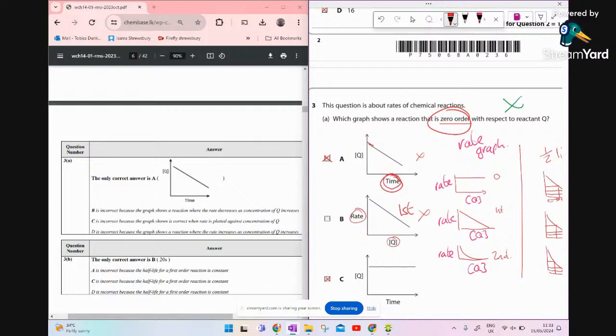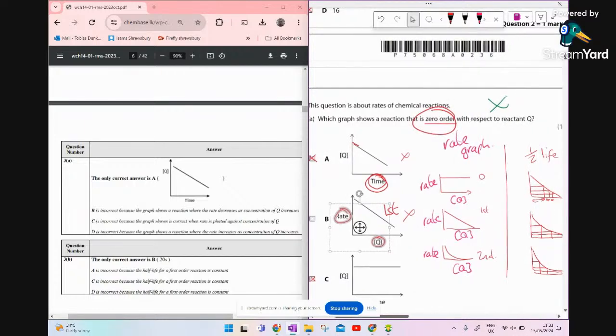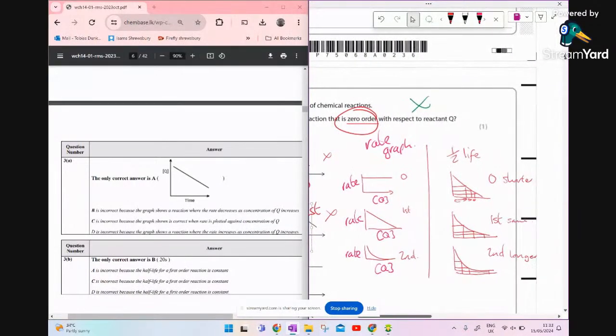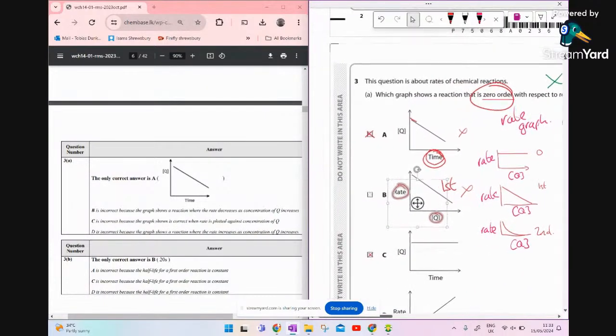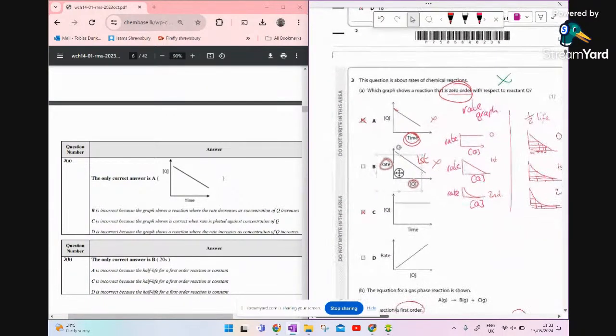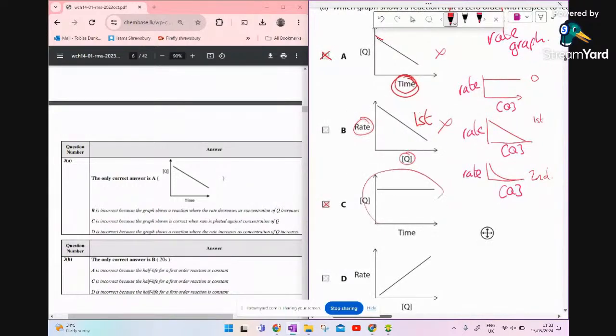This one makes sense. As time progresses, Q is used up. But what we realize is it's a half-life graph? It's a really bizarre link to a half-life graph. I'm so sorry, folks. I apologize. This is a weird half-life graph that doesn't exist. That means it doesn't ever change, which means it's a catalyst, if anything.